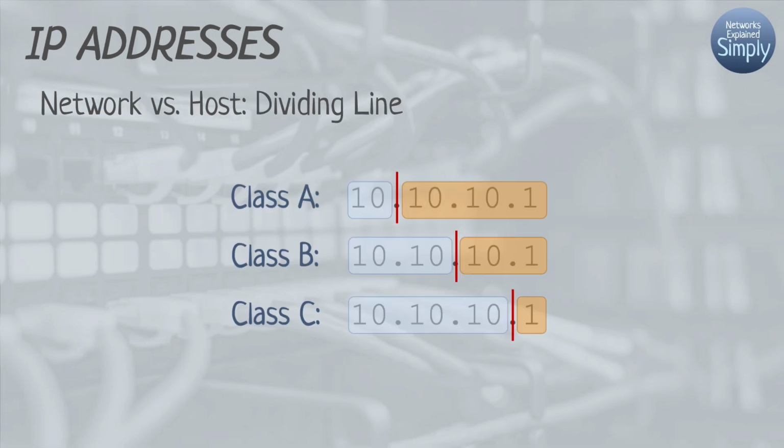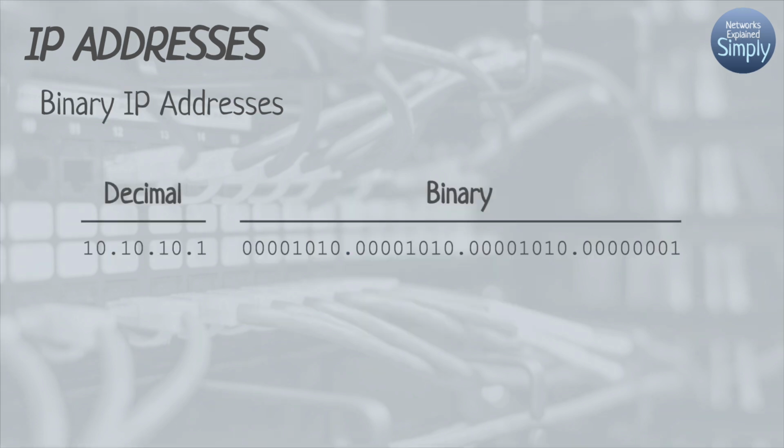With Class A, B, and C networks, the dividing line between the network portion and the host portion of each IP address was always on a dot. Mathematically, this is the reason why we've been able to use decimal numbers up until now, but it's also the reason for the big size differences between the classes. Let's look at this IP address in binary.